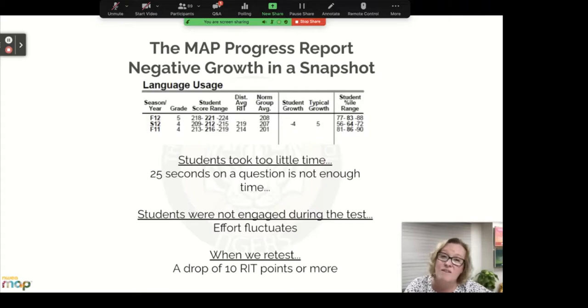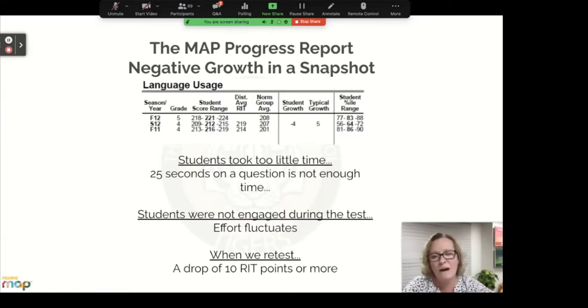Now, if negative growth happens, it's an opportunity to ask questions. How did that happen? Why did that happen? Sometimes students take too little time. 25 seconds on a question is not long enough. That will impact their scores. Sometimes effort fluctuates. We know that our students may not have stamina this term as they've not had the MAP assessment in a while. So we're building in breaks. We're feeding them before they take the assessment. And so keep in mind that it's an opportunity to ask questions.